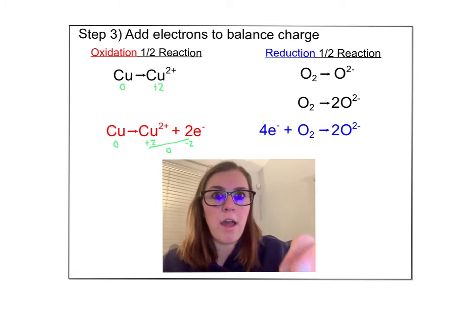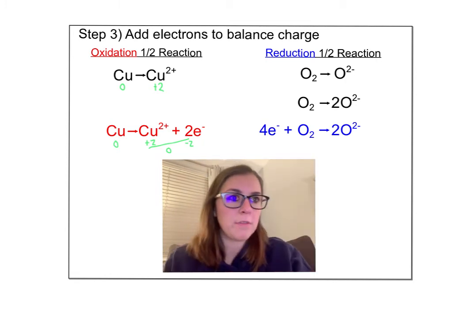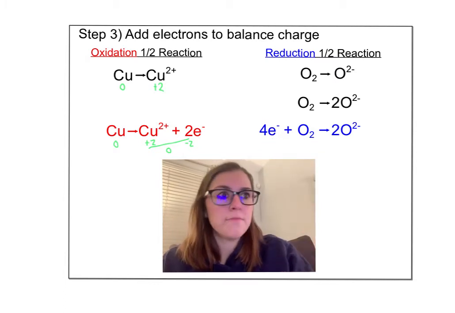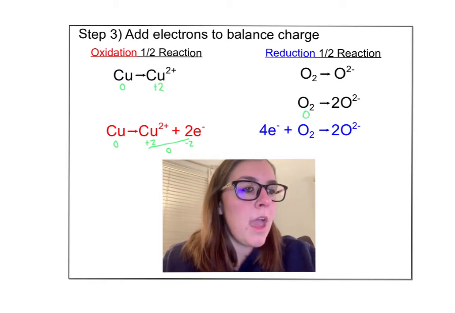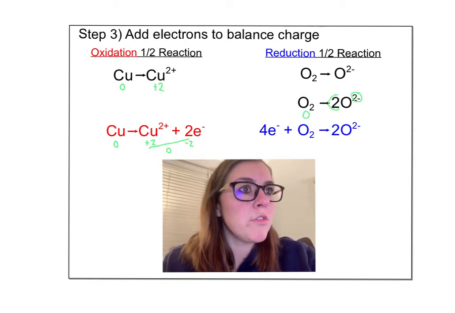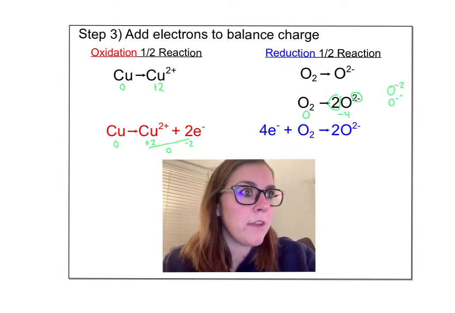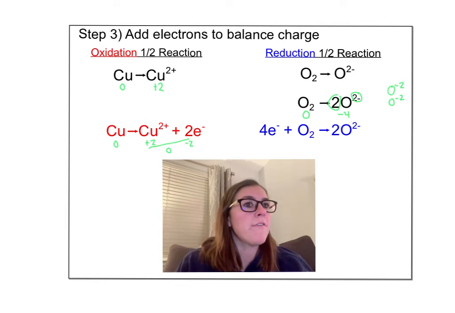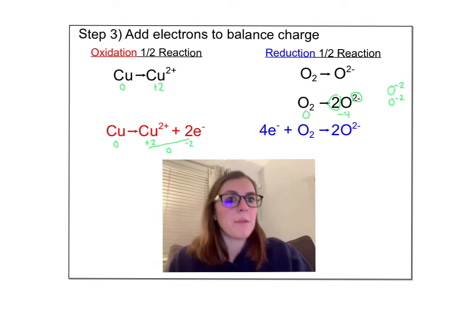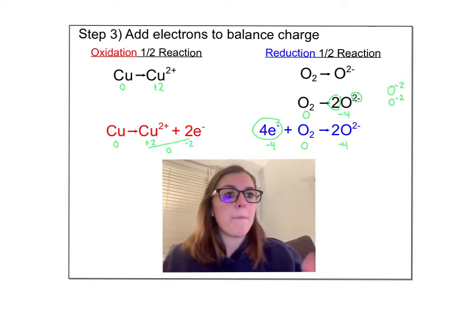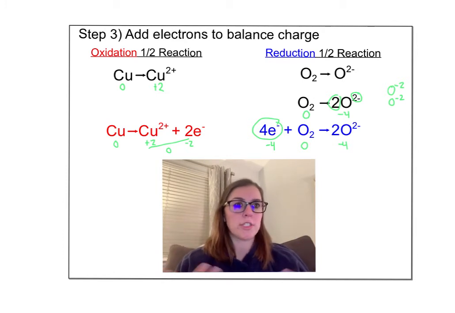Let's check out what we do on the other half reaction, the reduction half reaction. I have 0 for my oxygen. Let's go over here. And then I have a -2, but there are 2 of them. That's a -4, because really what I have over here is O2, O -2, O -2. So I have a -4 on my product side. So what am I going to do? I'm going to add 4 electrons, because then it'll be 0, -4, and this is a -4. You can see that both sides have -4 for the charges, so they are equal. That's how we add the electrons.